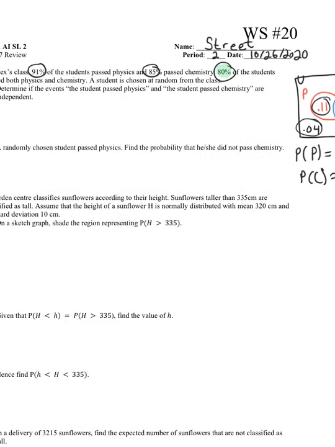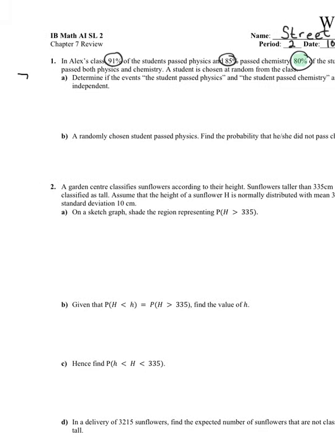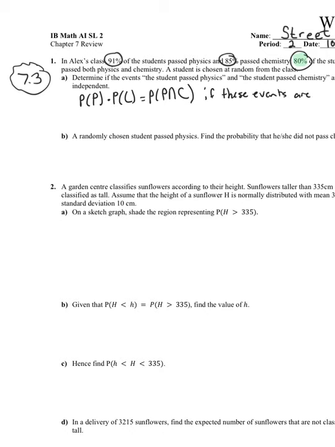Now, determine if the events are independent of each other. This comes back to section 7.3 in the textbook. When we're determining if two events are independent, what we need to do is say, okay, the probability of the events times each other should equal the probability of the and, if independent. So if these events are independent.